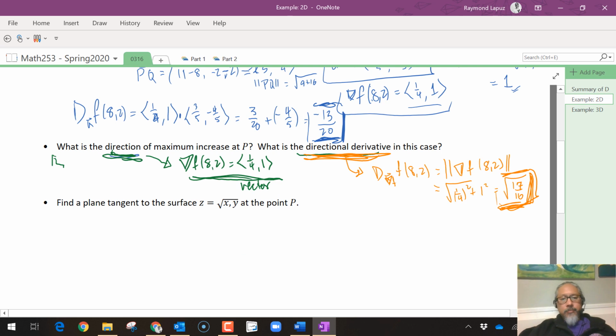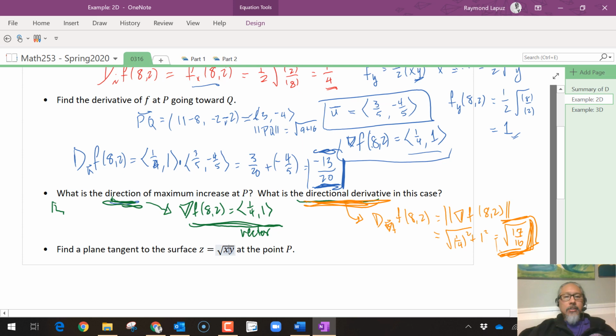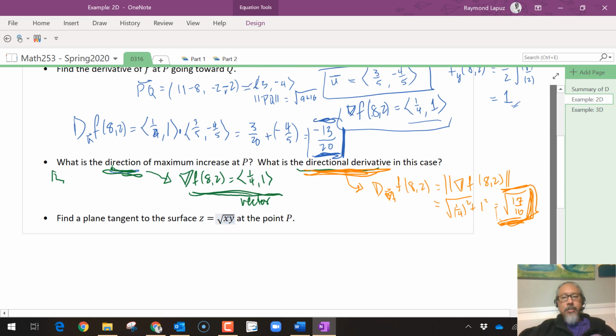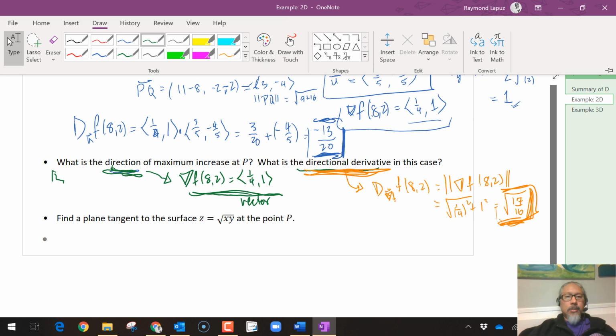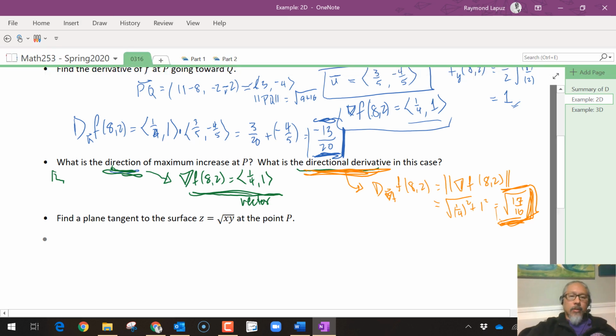Okay. All right, last problem here. There probably shouldn't be a comma there. So the last problem is asking us to find the tangent plane to the surface at this given point. So remember that our gradient is <1/4, 1>. Actually, let's not deal with the normal vector, let's just remember that formula.